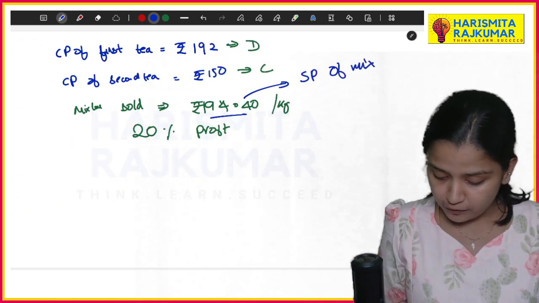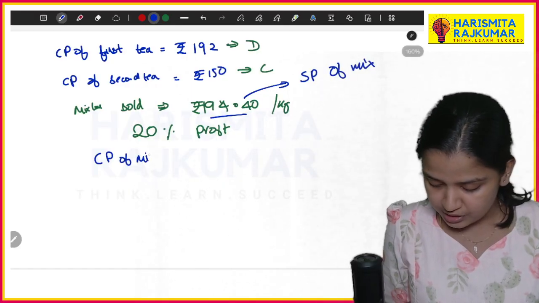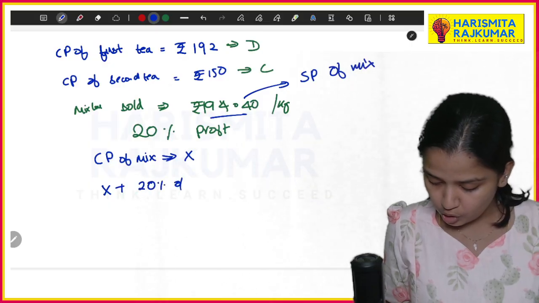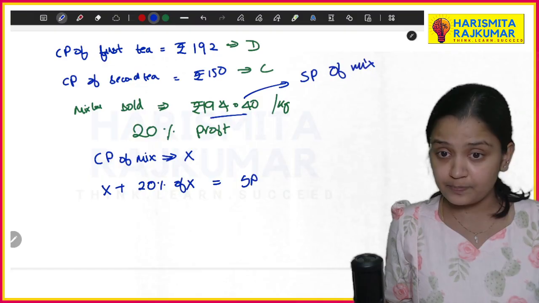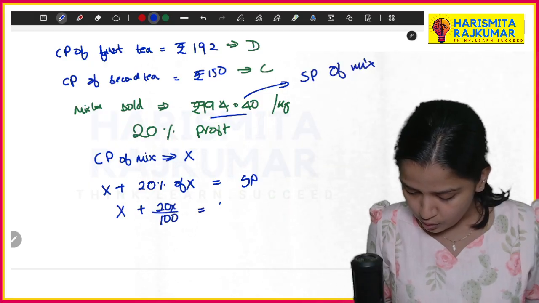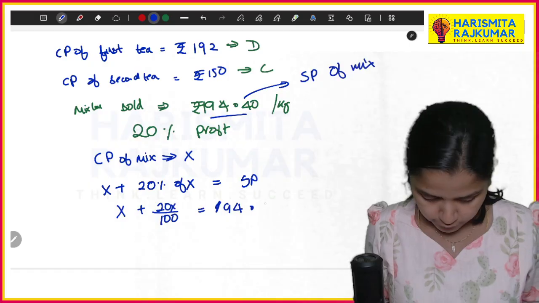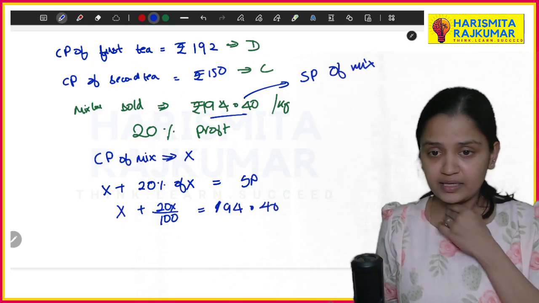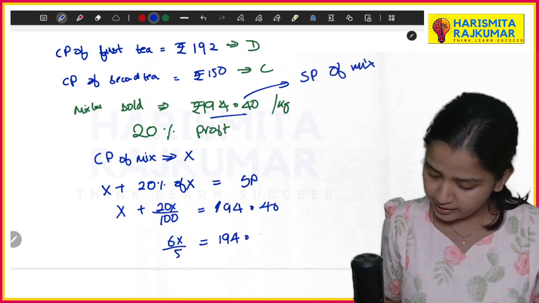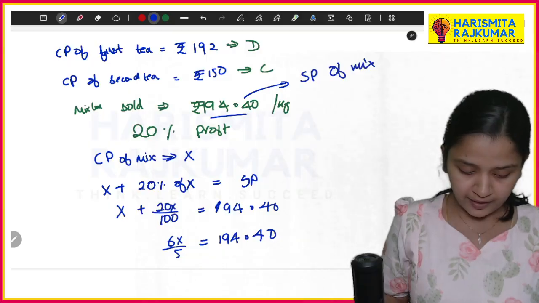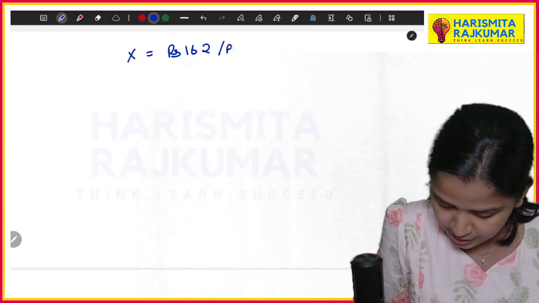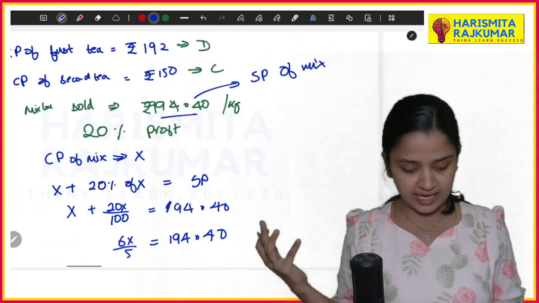We know the selling price of the mixture. Let us keep the cost price of the mixture as X. So you have X plus 20% of X gives you your SP. Are you clear? So X plus 20X by 100 gives you 194.40. When I solve everything, I'll be having 6x by 5 is equal to 194.40. So your x is rupees 162 per kg.